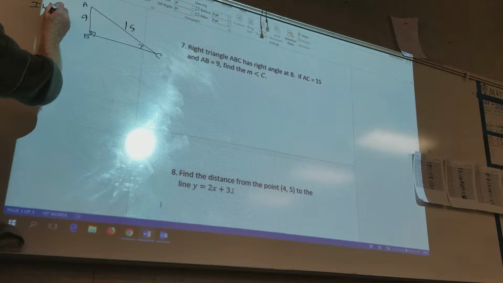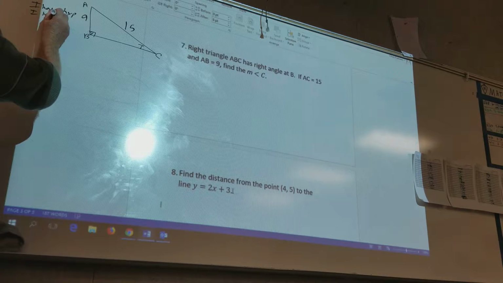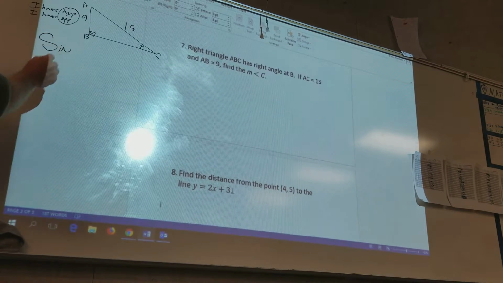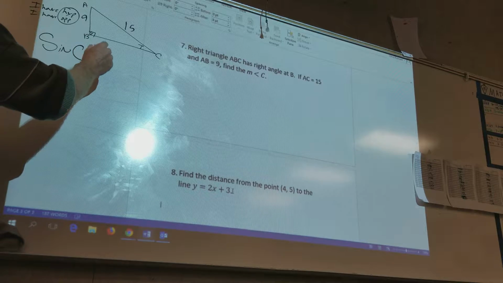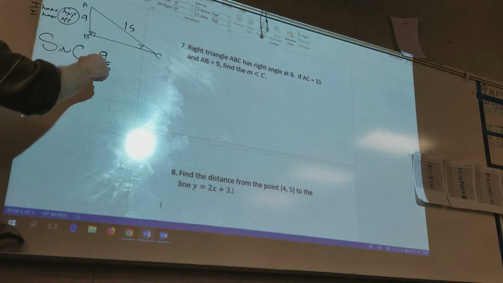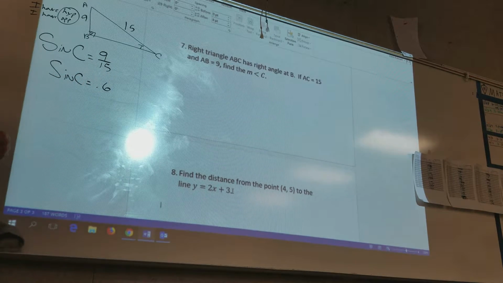I have the hypotenuse. I have the opposite. So what trig function will I use? The sine of angle C equals the opposite over the hypotenuse. This would reduce to 6/10. So, anybody got a trig table on them? Did you divide 9 by 15? Yep. That reduces to that. Anybody got a trig table handy?